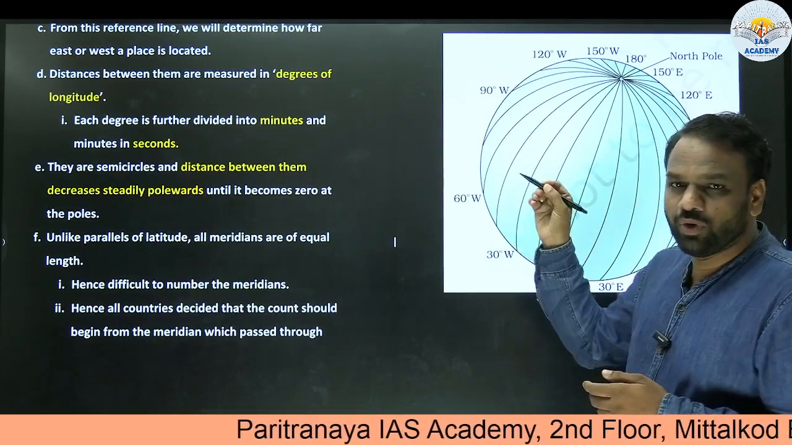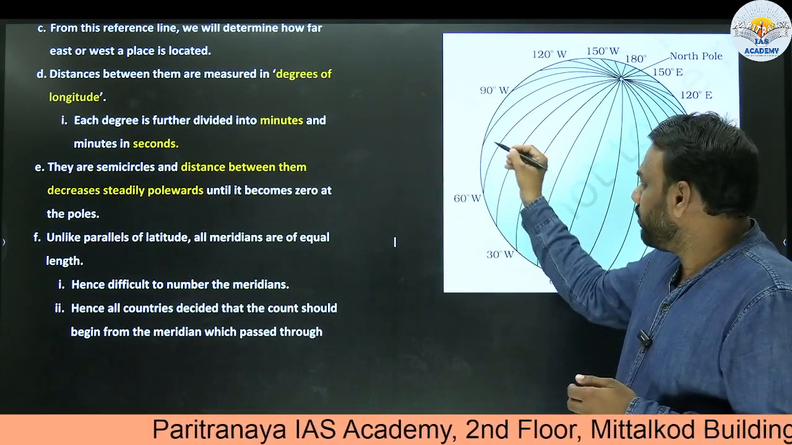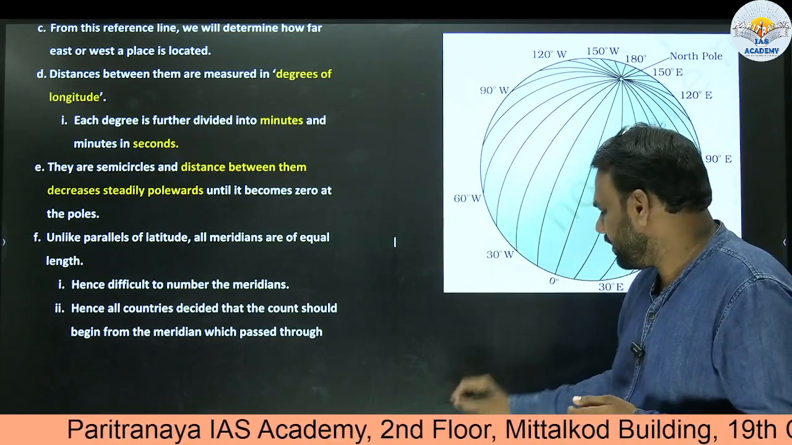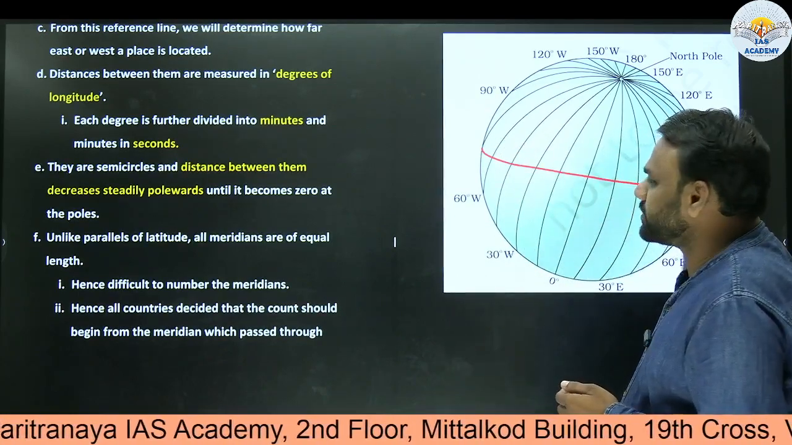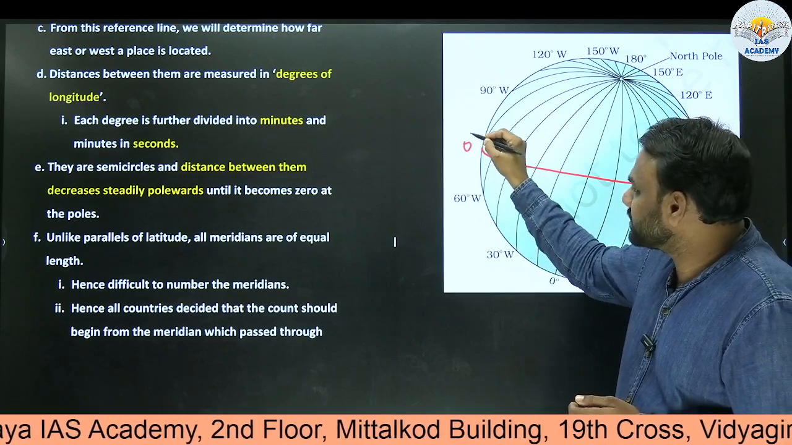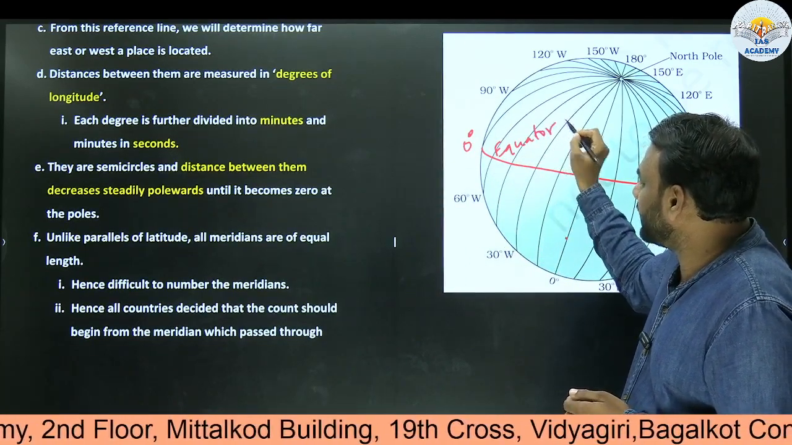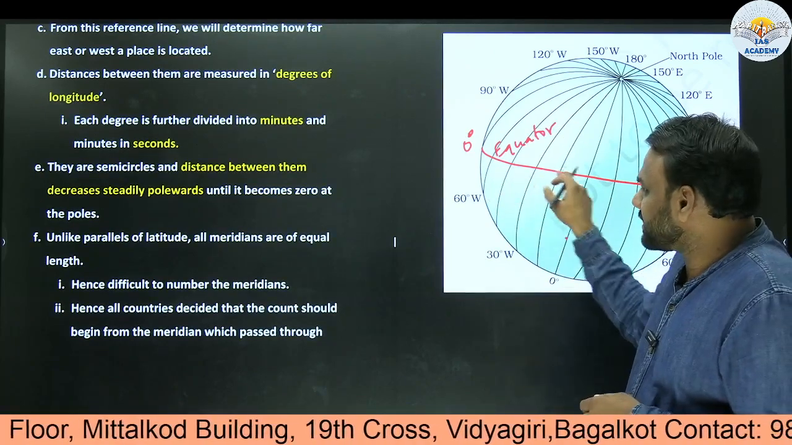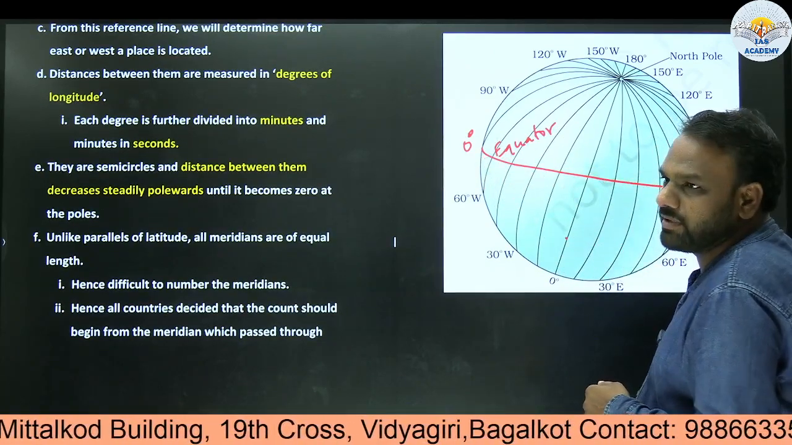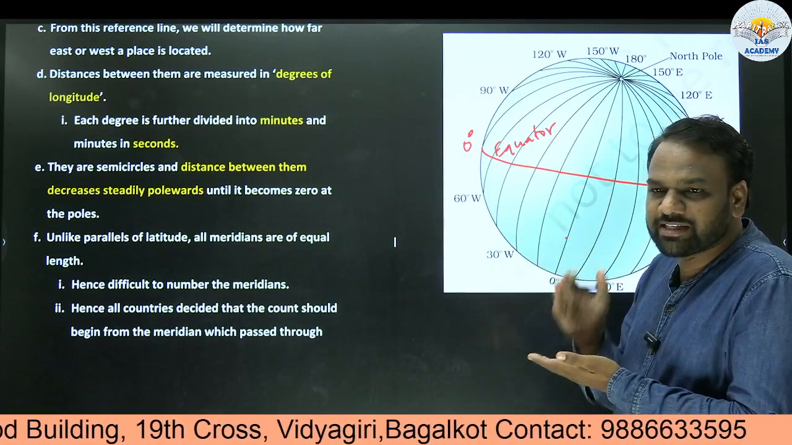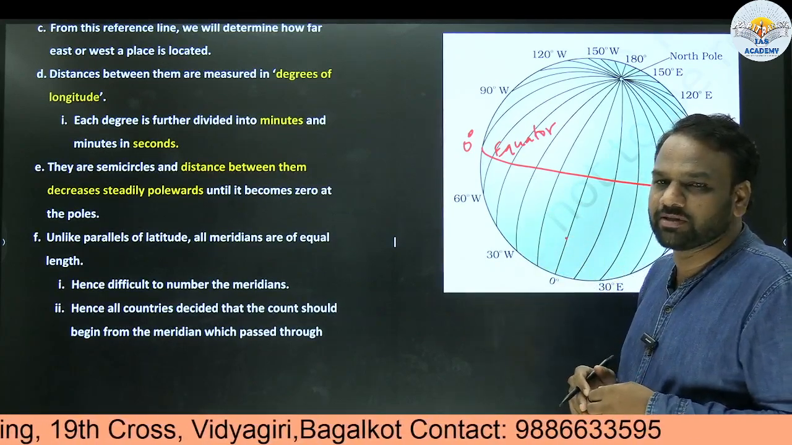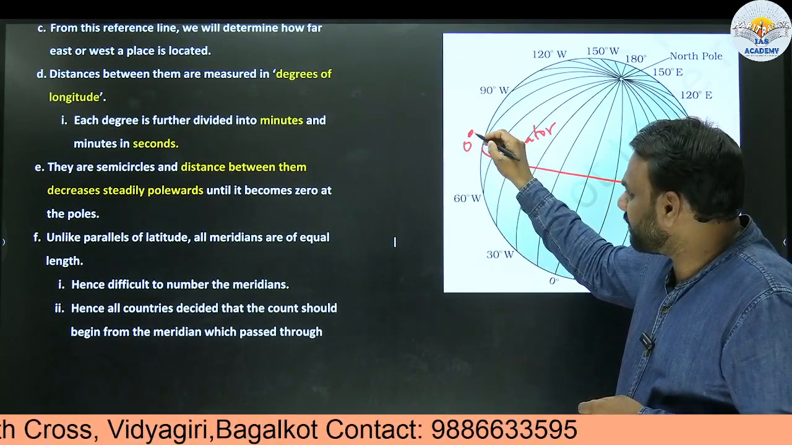For example, when it comes to latitudes, we take the central line and use it as a reference, and we call it 0 degree, the equator. Why do we take it as a reference? Because it is the longest line, which exactly divides Earth into two equal parts. So this line we use as a reference.